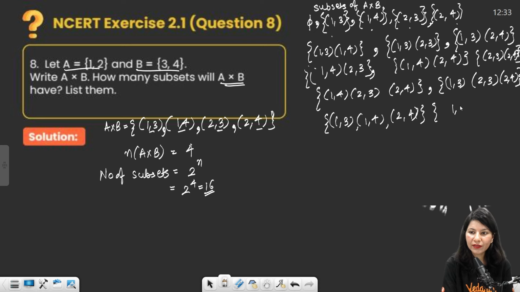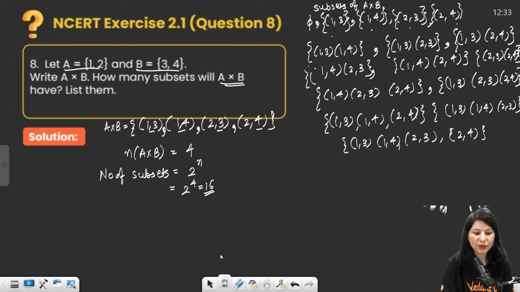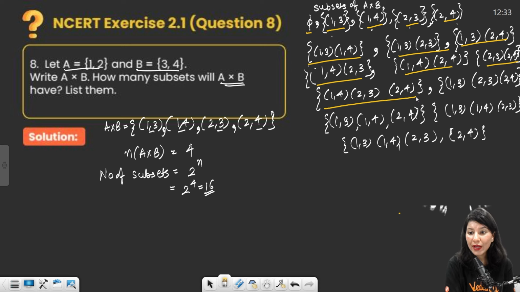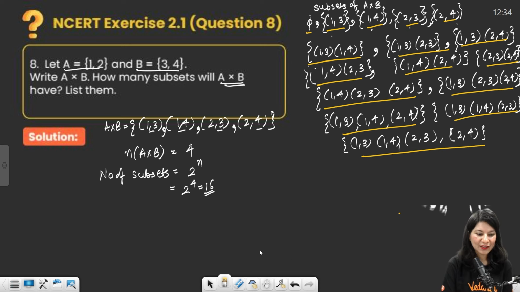Then, we are having 1, 3, okay. 1, 4, this time we are skipping the last one. And the last but not the least, set having all 4 elements. 1, 3, 1, 4, 2, 3, and 2, 4. Okay, so just tell me how many? 1, 2, 3, 4, 5, 6, 7, 8, 9, 10, 11, 12, 13, 14, 15, 16. Yes. Okay.